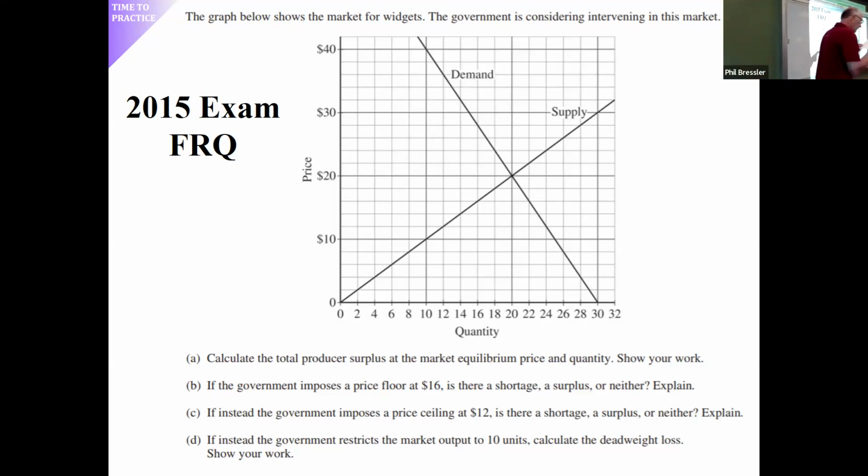All right, now we've got the last one. If instead they restrict the market output to 10 units. Okay, so now what they're saying is the most you could produce is 10 units.